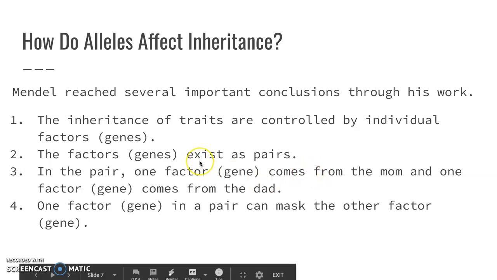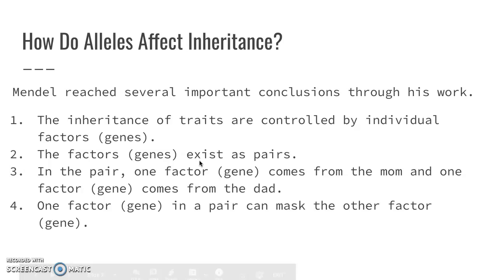All right, so Mendel reached several important conclusions with his work. Number one, he said the inheritance of traits are controlled by individual, he called them factors. We now know them to be genes. These factors or genes exist as pairs. One factor or one gene comes from the mom. One factor or one gene comes from the dad. And then he also came to the realization that one factor or gene in a pair could mask the other factor or gene.